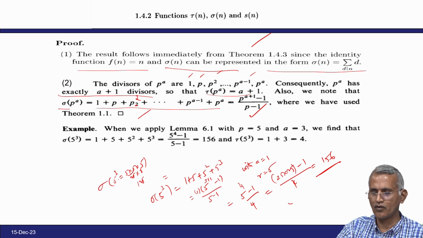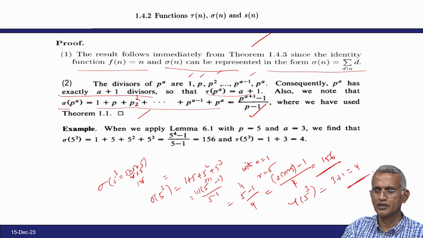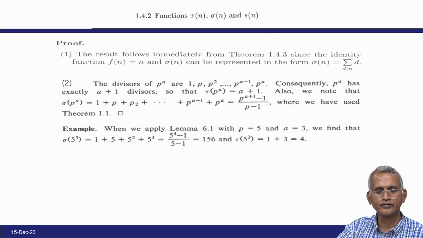Another way is tau of 5 cubed, which can be written as a plus 1, that is 3 plus 1, which is equal to 4. So, this way we can write the number of divisors and the sum of the divisors. So, this way we can express the proof of 2.